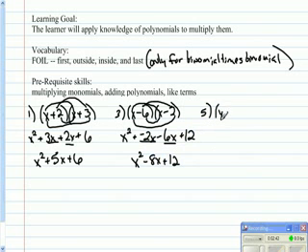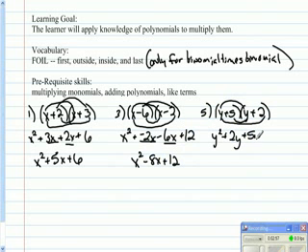Number 5. y plus 5 times y plus 2. First is y times y, so that's y squared. Outside is y times 2, it's 2y. Inside is 5 times y, that's 5y. And last is 5 times 2, that's 10. My like terms together, 2y and 5y is 7y. That's it.